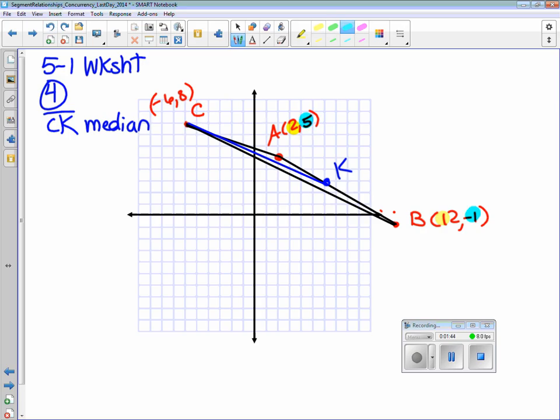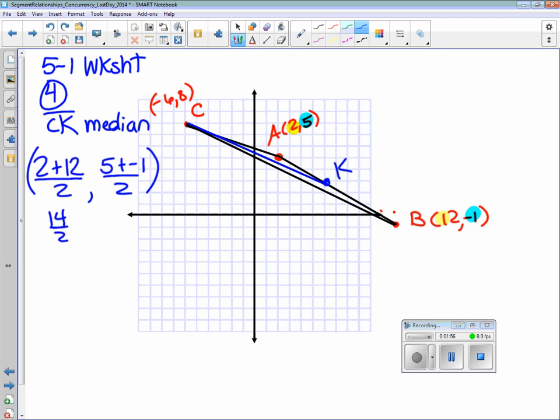There we go. So we're going to take 2 plus 12 divided by 2, and 5 plus negative 1 divided by 2. So I get 14 over 2 and 4 over 2. 7, 2. Now I saw when I walked around, I saw that Reese had that answer already. Anybody else had that answer besides Reese? Mira? Okay, Milan? Good. Good job.